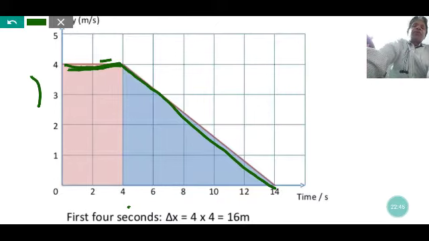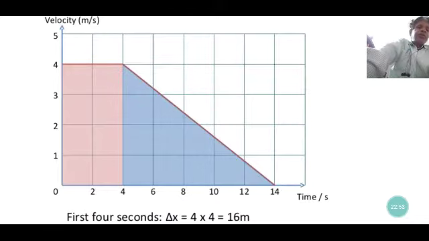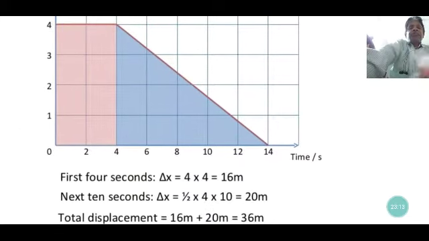But after 4 seconds, velocity decreases and becomes 0 at 14 seconds. Now, the area under this velocity time graph gives the displacement covered by the moving object. It can be easily calculated like that.